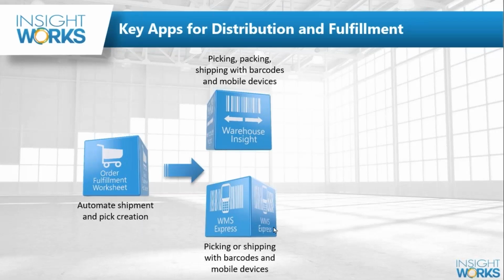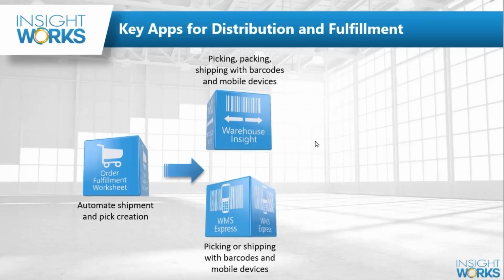So if that's all you need to do with a handheld device and barcode scanning, WMS Express is the one you want. It'll do all that. It's free. You plug it in and you use it. If you need more capabilities, you can move up to Warehouse Insight. So you can use these to scan the barcodes on your items or print barcodes for your items to pick them, or you could just do paper picks.